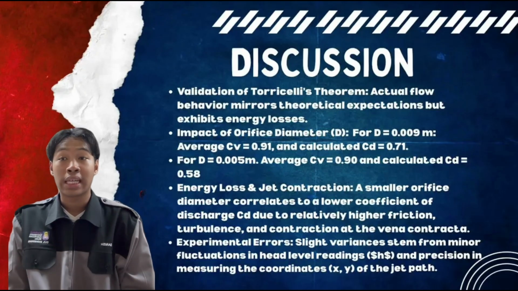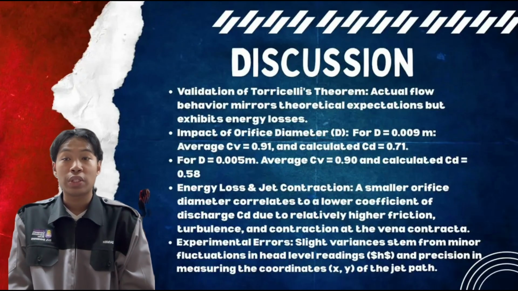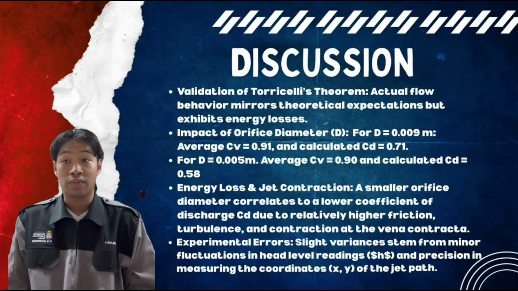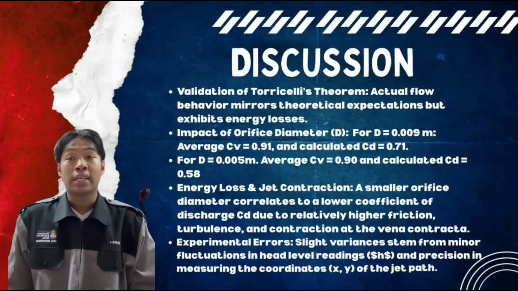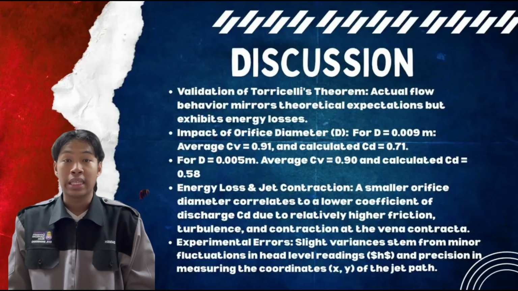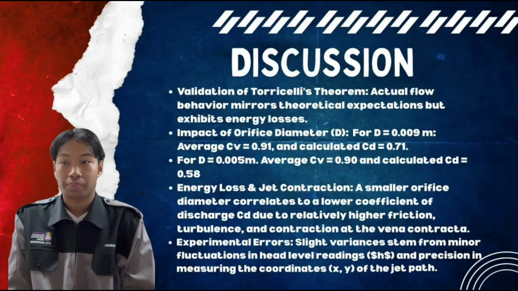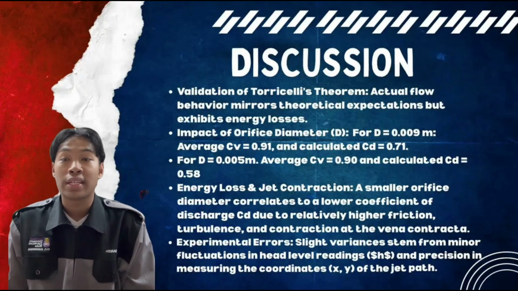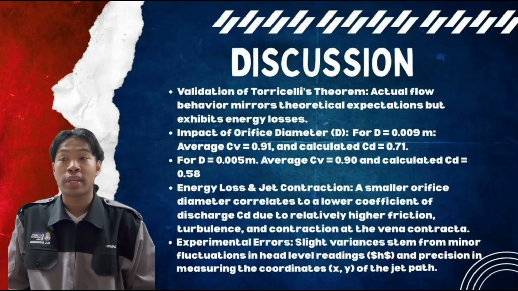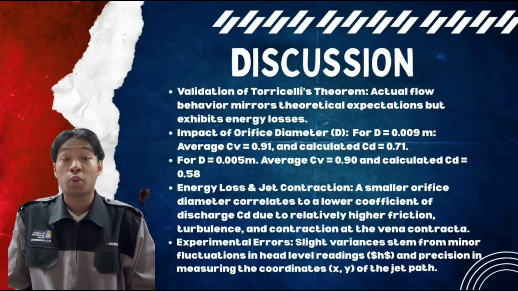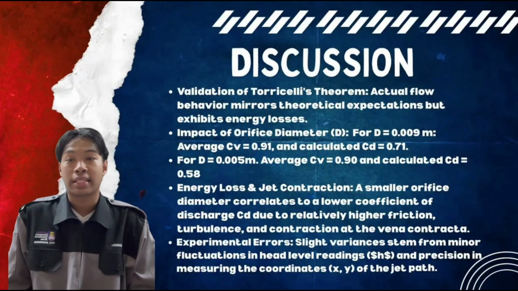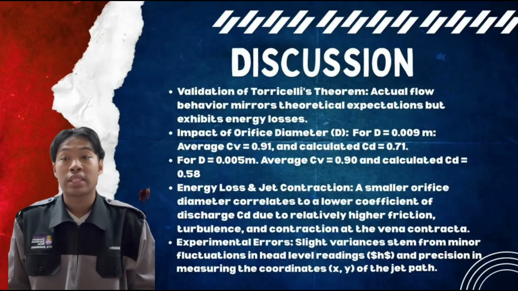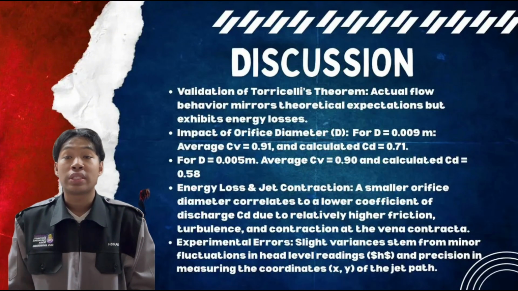Looking closely at our calculated coefficients for the 0.009 meter orifice, we obtain an average coefficient of velocity, the CV, of 0.91, and a coefficient of discharge, the CD, of 0.71. When we reduce the diameter to the 0.005 meter orifice, the average CV stayed close at 0.90, but the discharge coefficient dropped to 0.58. This tells us that smaller orifices generate relatively greater contraction and viscous drag, which inherently reduce discharge efficiency.